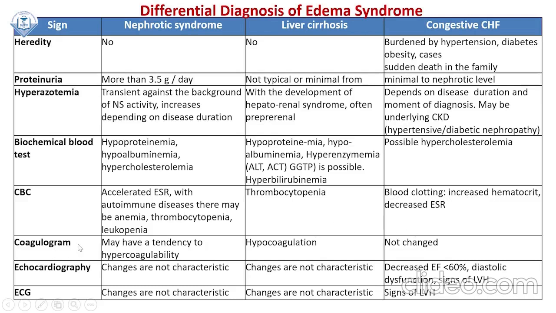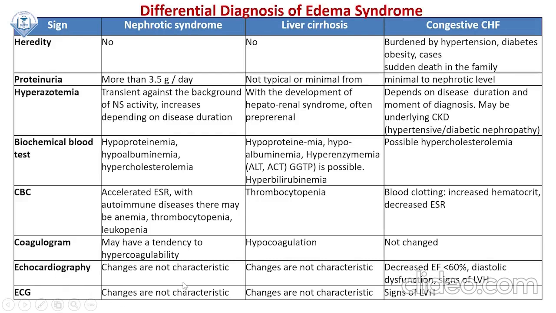In coagulogram, we can see tendency to hypercoagulability in nephrotic syndrome. In liver cirrhosis, we can see hypocoagulation and tendency to bleeding, and usually it is not changed in chronic heart failure. ECG changes. ECG in nephrotic syndrome are not typical, as well as in liver cirrhosis, but very informative for congestive heart failure, because we can see decreased ejection fraction, less than 60%, with diastolic dysfunction, signs of left ventricular failure.